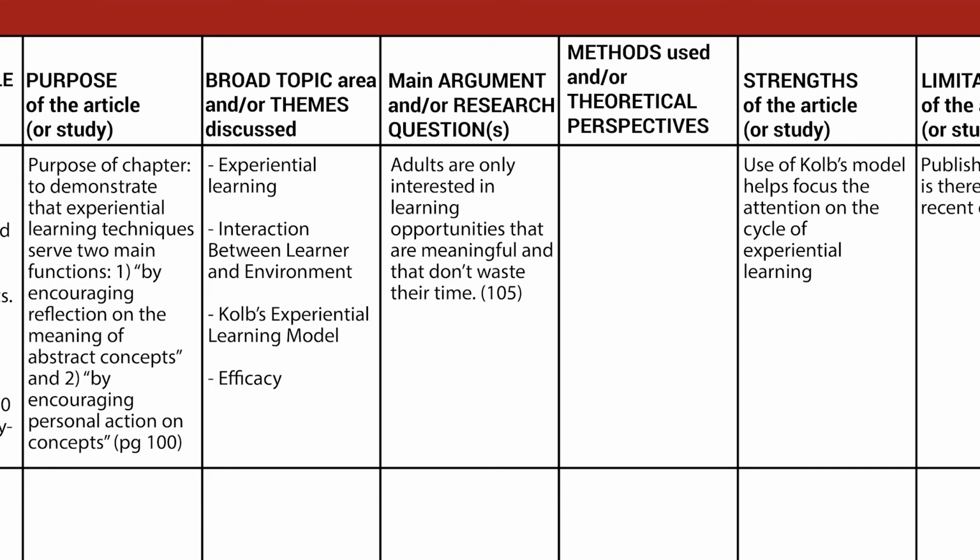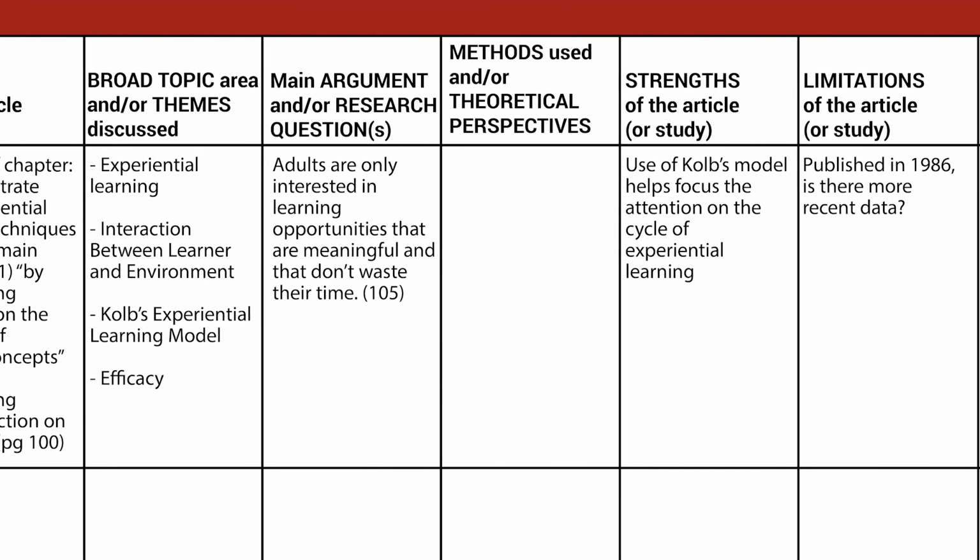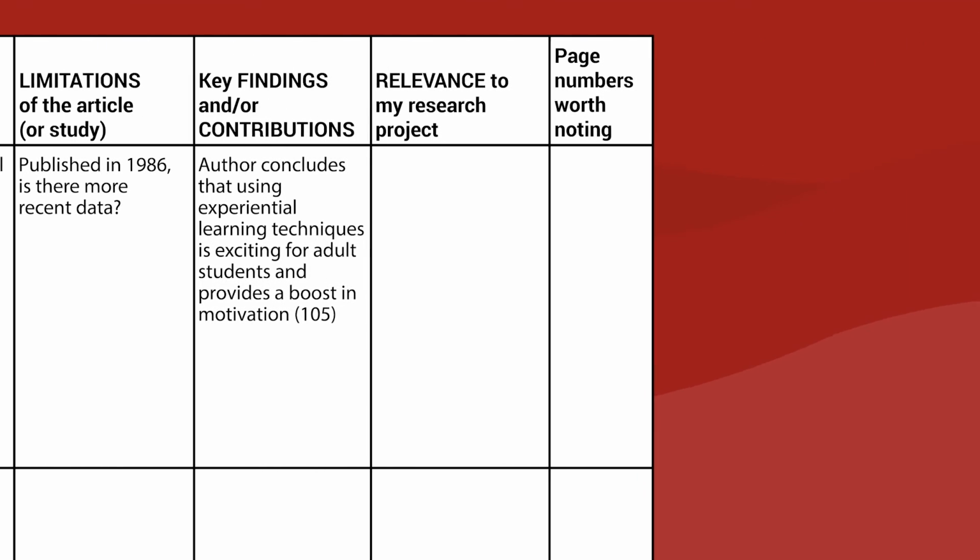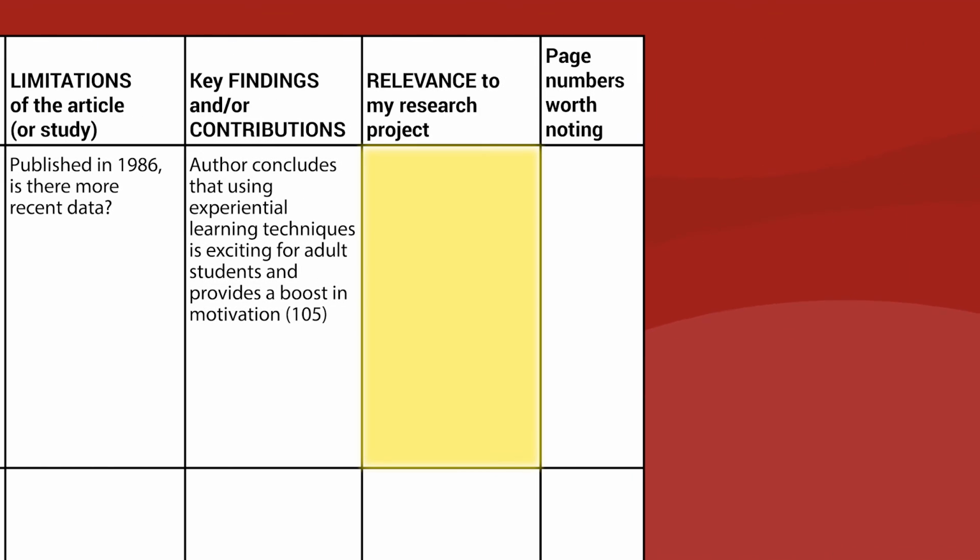What becomes really interesting when you're tracking sources for a particular project is the section on the relevance to your own research. The clearer you are on your own research focus, the more relevant you can make the information you track in this section. This tracking sheet has a column on page numbers worth noting.